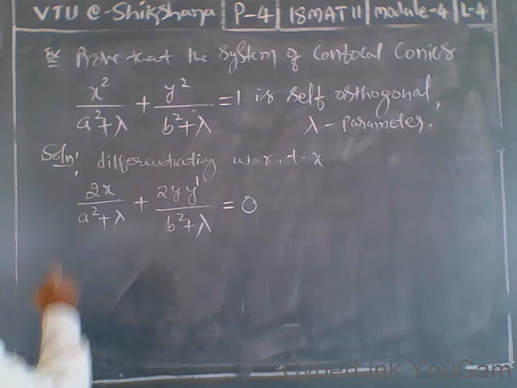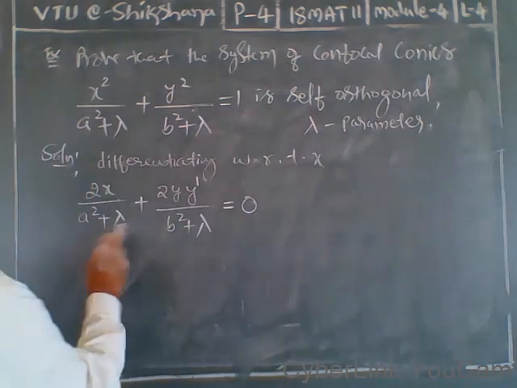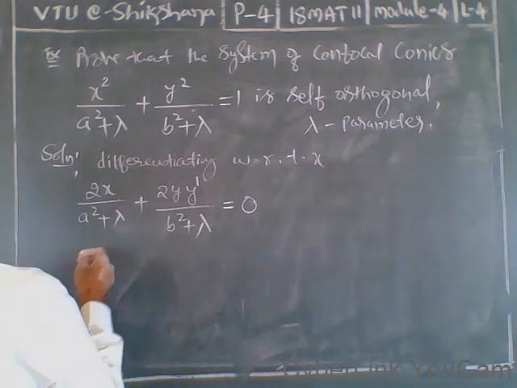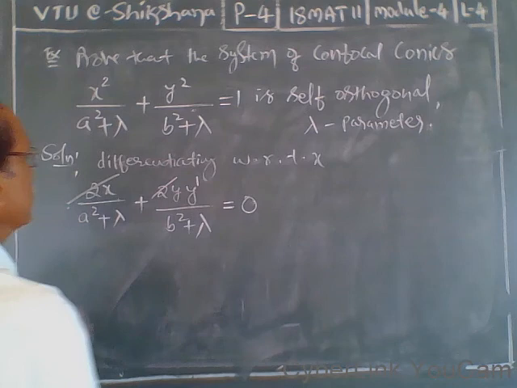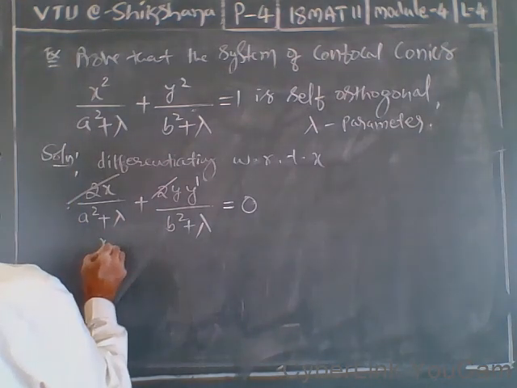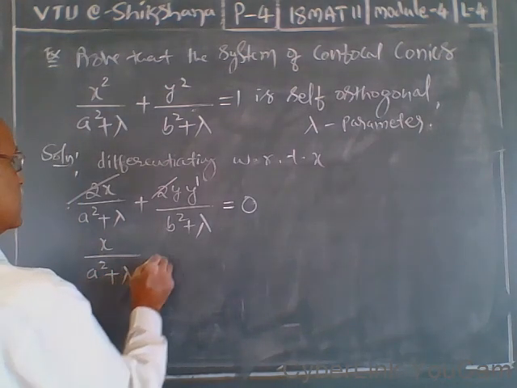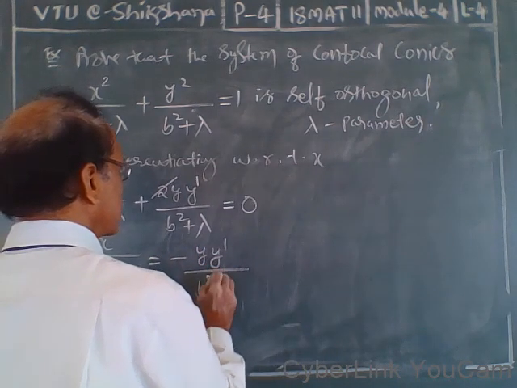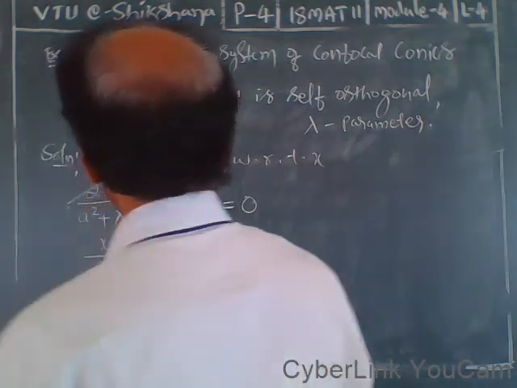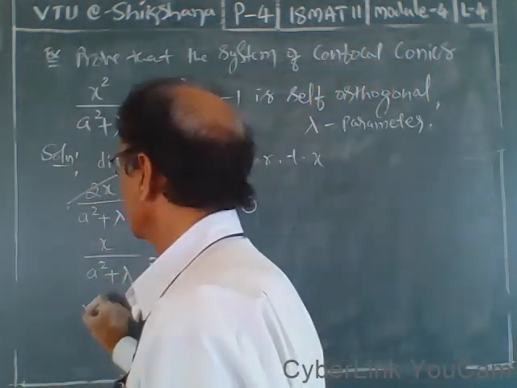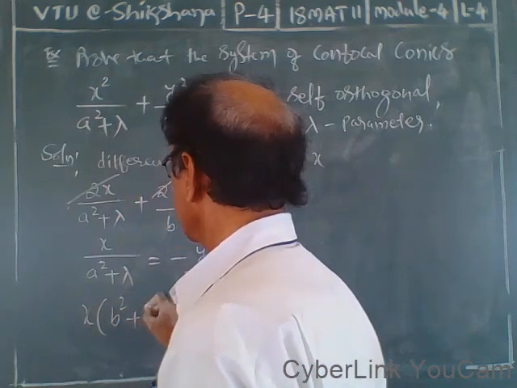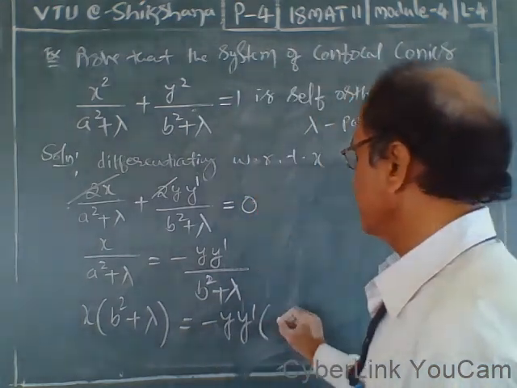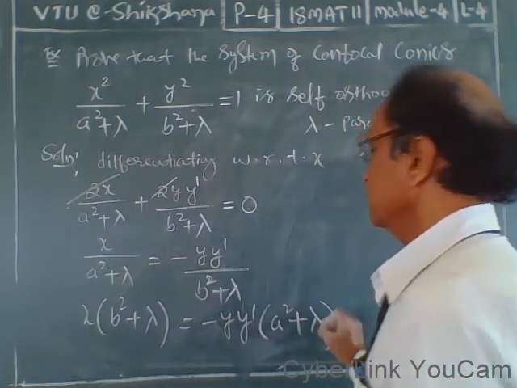So with respect to the parameter we are taking, now you collect the value of this parameter, that is lambda, from this equation. First of all you can cancel 2 which is common, then x divided by a square plus lambda is equal to minus y into y dash over b square plus lambda. Then take the cross multiplication: x into b square plus lambda is equal to minus y into y dash multiplied by a square plus lambda.